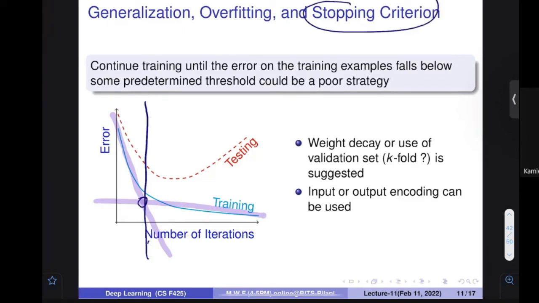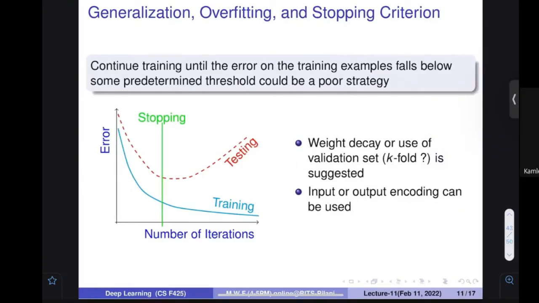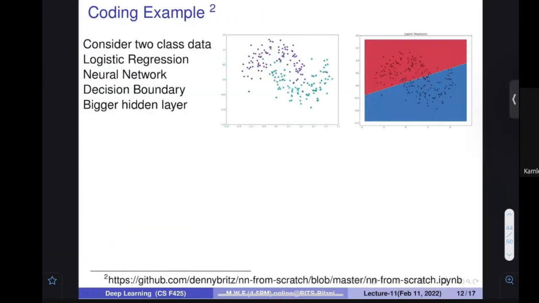Make sense? Yeah. So there is a coding example, and it is available on this particular website. And you have also done something similar in the previous lab on neural networks. So you can just go and see this website.